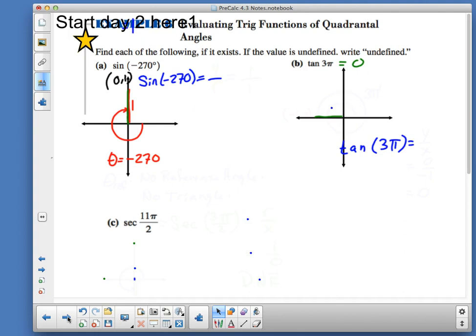I'm looking at the sine of negative 270. For each of the following, if the value is undefined, write undefined. Well, so we're going to find the value. Sine of negative 270. It's your turn again. You're finding a reference triangle. Go ahead. Find a reference triangle. Oh gosh, it's 270, it's 30, right?